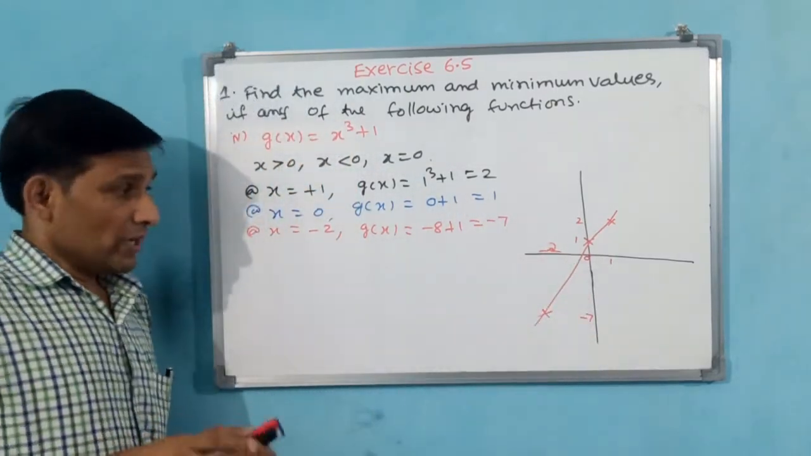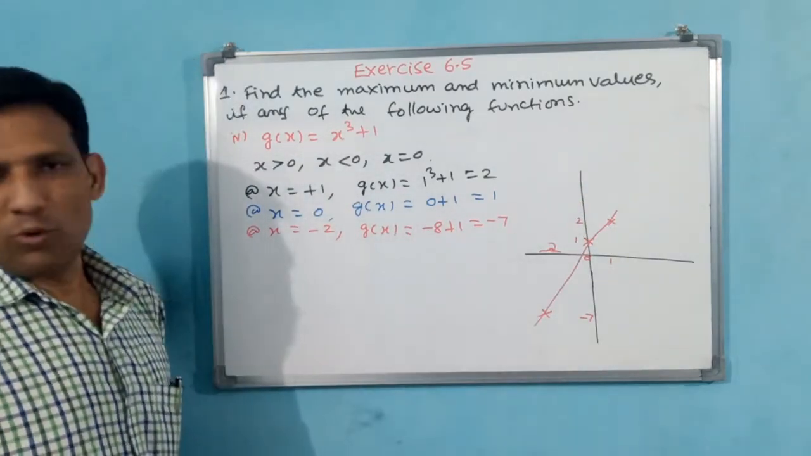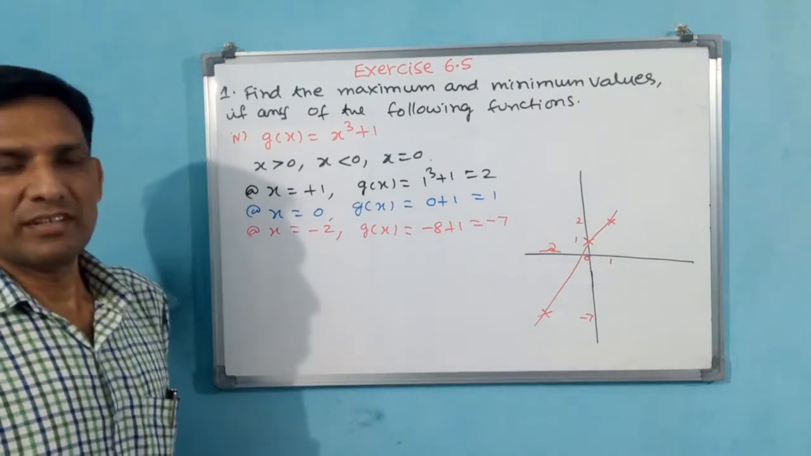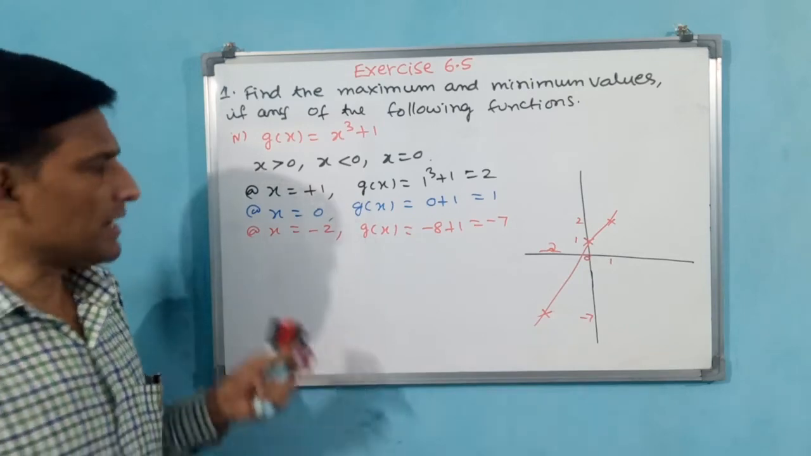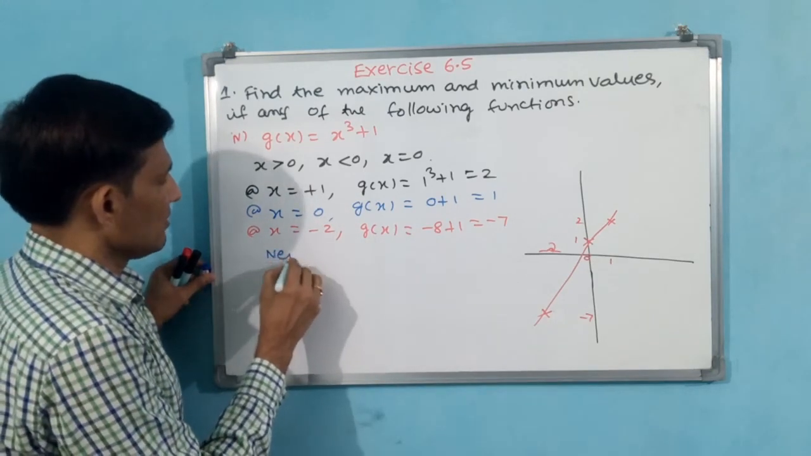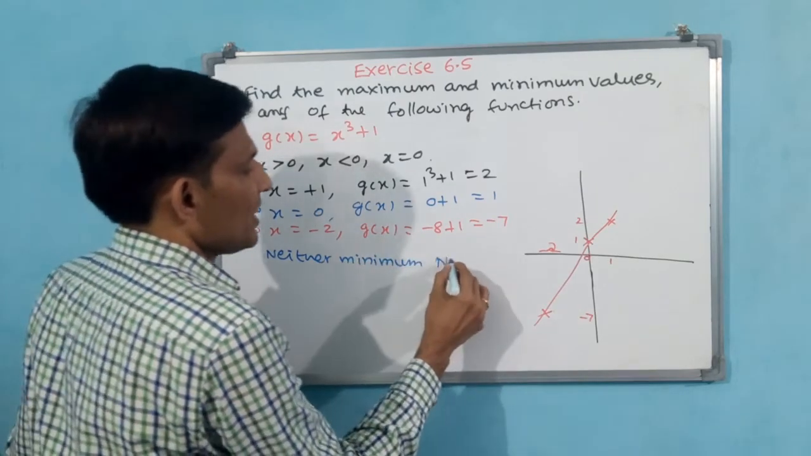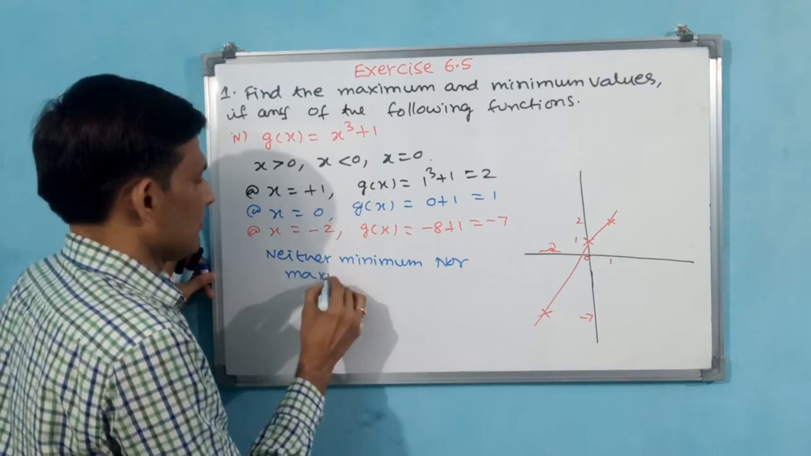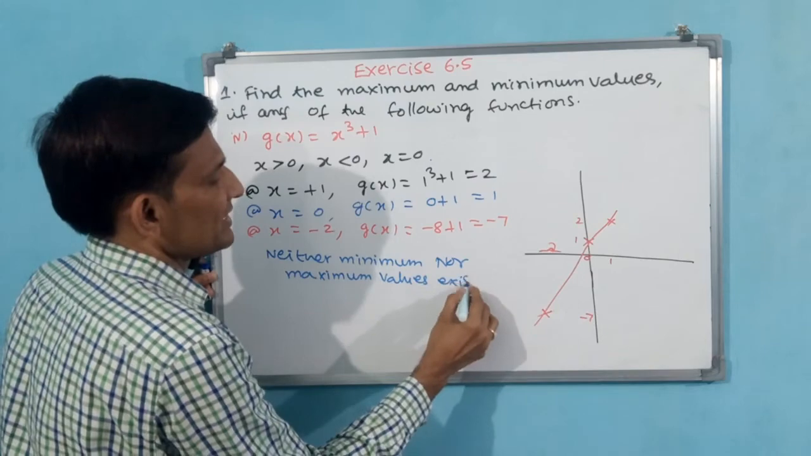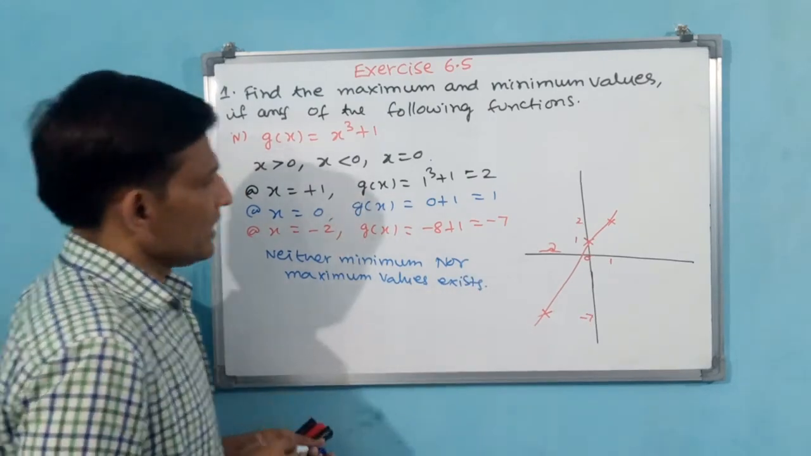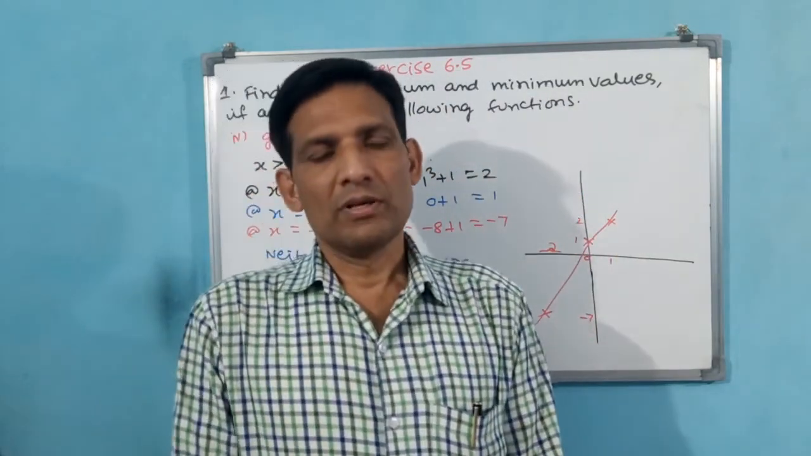See, this graph is like a straight line. Is a turning point available? No. There is no turning point. If there is no turning point, it means no minimum value, no maximum value. Write down: neither minimum nor maximum values exist. That's all. Why? Because this is a normal straight line. There is no curve.